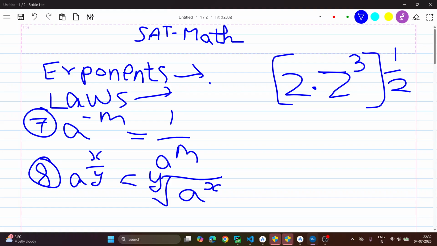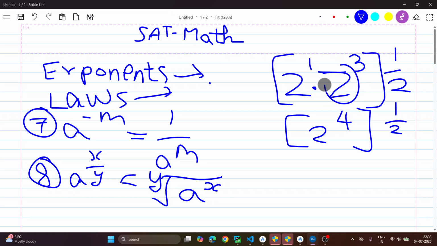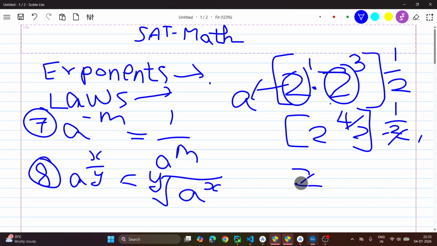Now how you do this question is, this is equal to 2 power 4, to the power 1 by 2, right? I guess this is understandable. This is 2 power 1 and this is a, right? So you just add these powers, the first law we are using. So 4 by 2, so this becomes 2, and this becomes 1. So this becomes 2 squared equals 4.